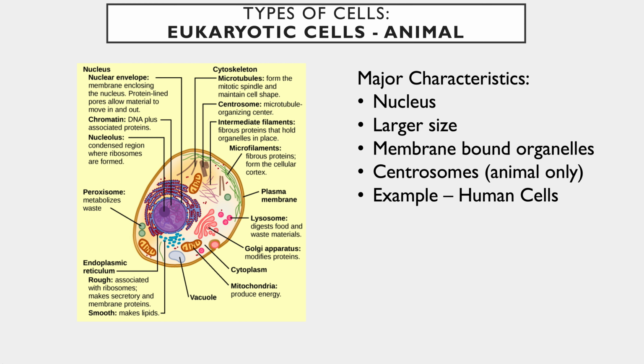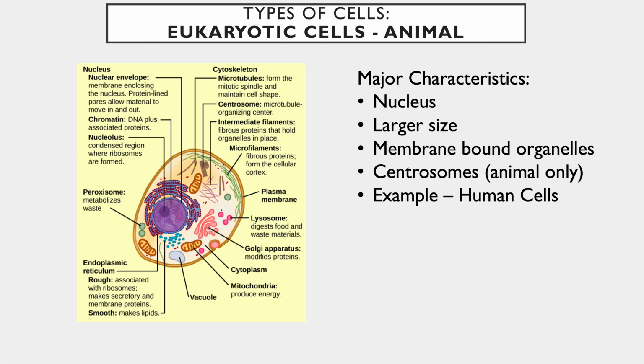The second general type of cells is called the eukaryotic cell. We will study two groups of organisms that are made of eukaryotic cells, the first here being the animal. This is a drawing of a human cell, which has all of the major organelles identified. Functions of each we will discuss later in this lecture.